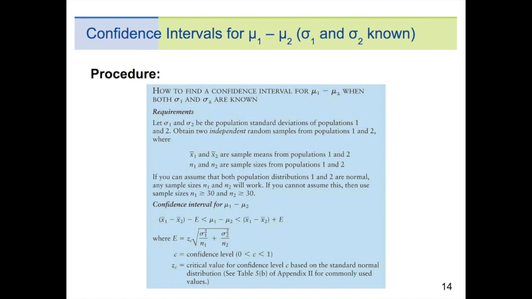And E is z_c times the square root of σ₁² over n₁ plus σ₂² over n₂. Confidence level is still between 0 and 1, and z_c is still the critical value.